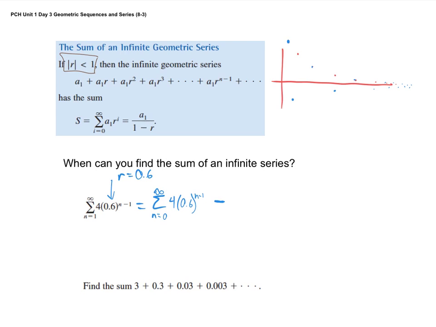So that's going to be 4 times 0.6 to the 0 minus 1. Okay? So be careful with our formula here. The formula goes from i equals 0 to infinity. In this problem, we went from 1 to infinity.